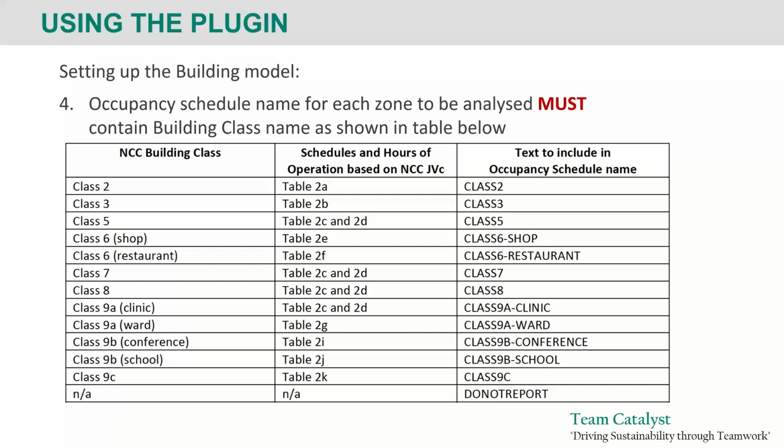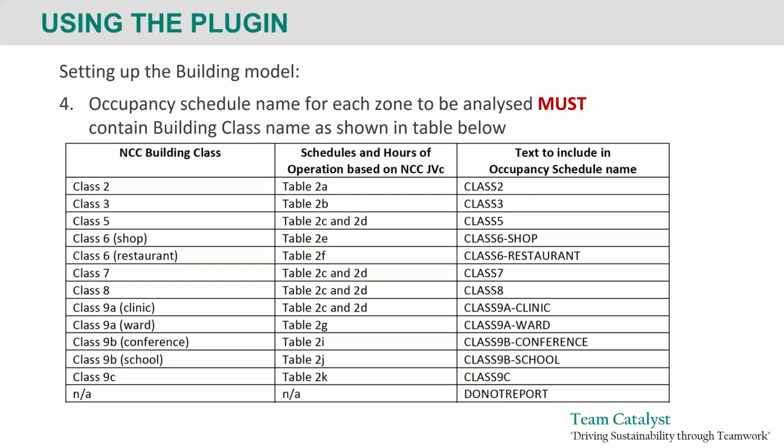If there's a zone that you don't need to report or you don't want to report because it's not a zone that is conditioned, then you can use the words "do not report" in the occupancy schedule and it won't be included in the reporting.